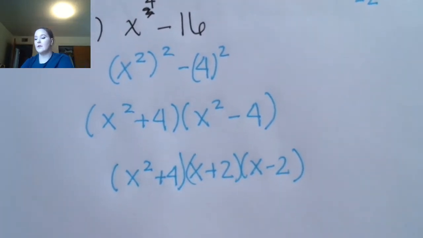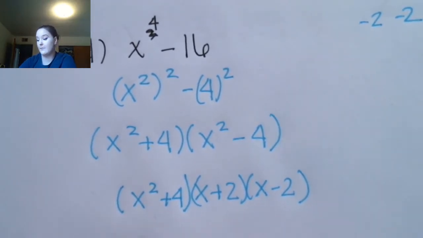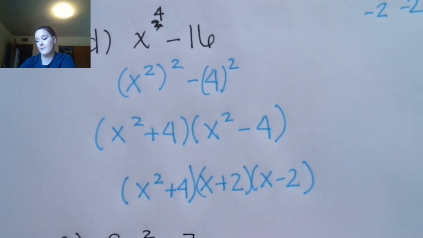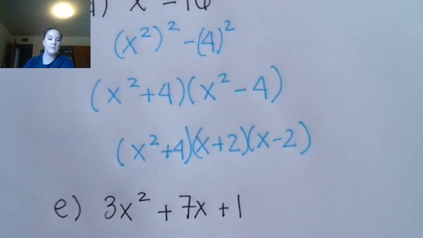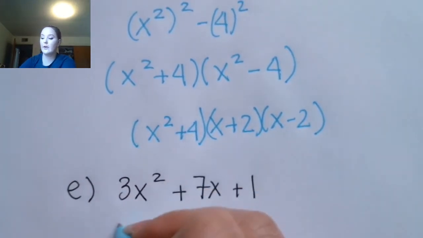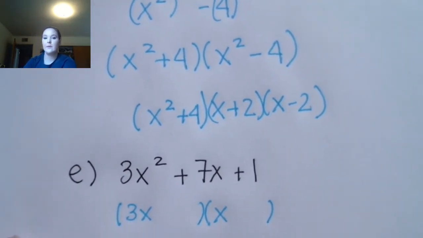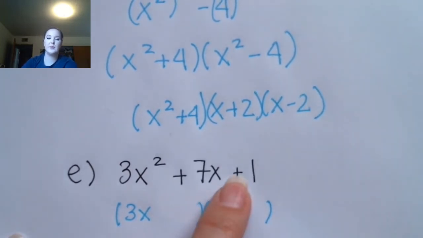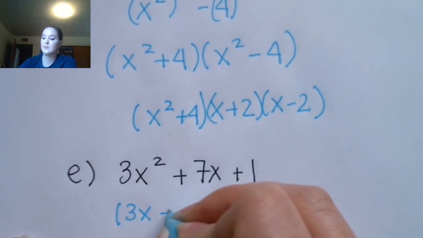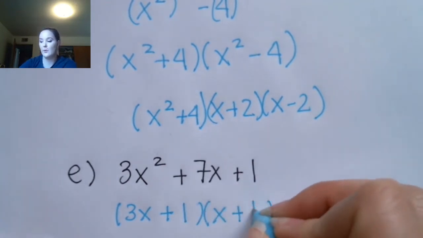Let's do our very last example from this. We're going to start by saying, I have a 3 in the front, so my factors are going to start with 3x and 1x. Now I have that my second terms are going to multiply to a positive and add to a positive, so they must both be positive. And there's only one factor pair that multiplies to 1. It's just 1 and 1.